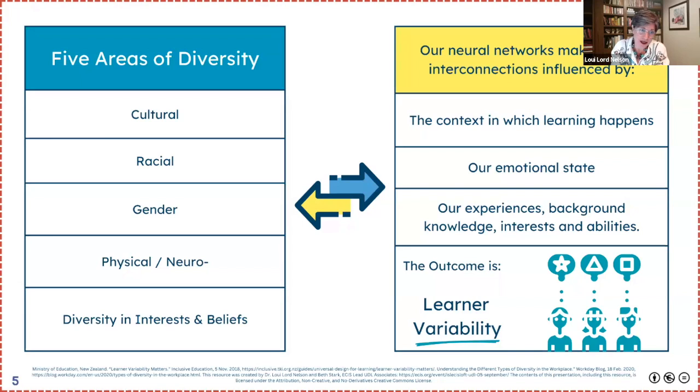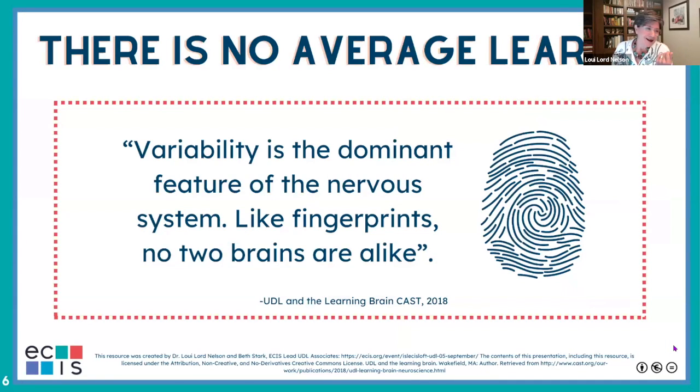As you see on your screen, we have these areas: cultural, racial, gender, physical, neurodiversity, and interests and beliefs. Those hold true when we're thinking about diversity. But when we're thinking about variability, it's our interaction with that context. So the within, our emotional state, our background knowledge, just who we are as people, but then also that's interacting with the things that are around us. Another analogy that's used is the fingerprint. We've all heard everybody has a different fingerprint, and I think that's actually still the case.